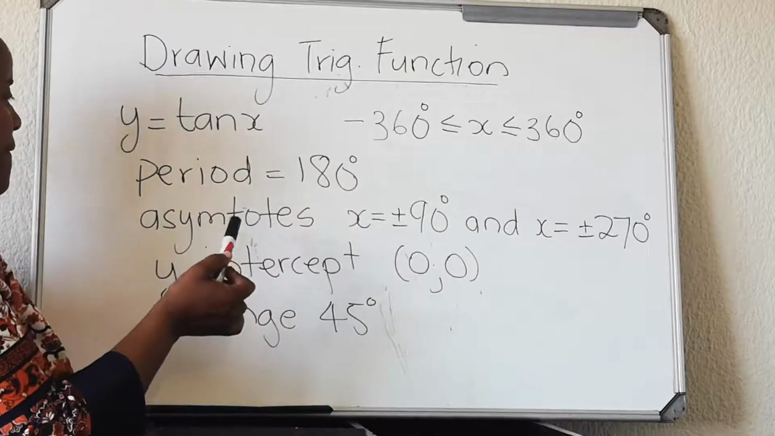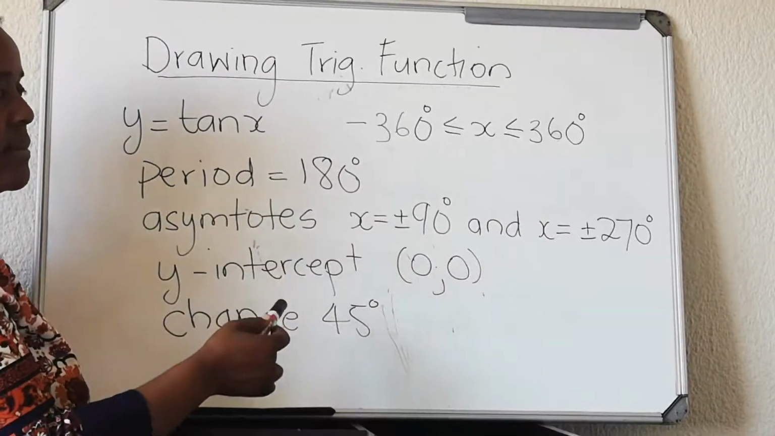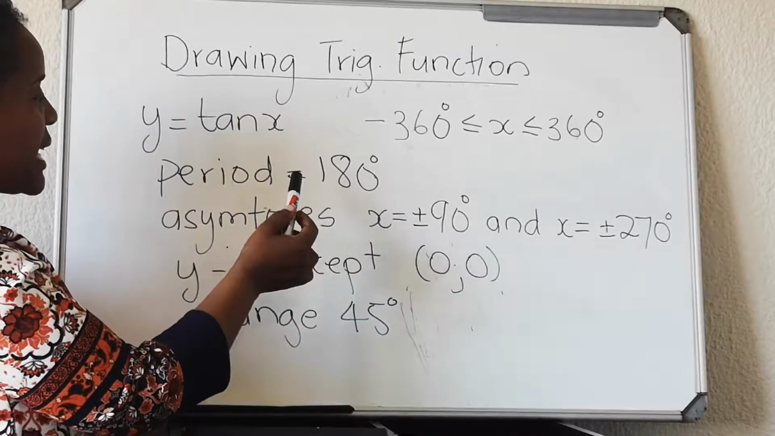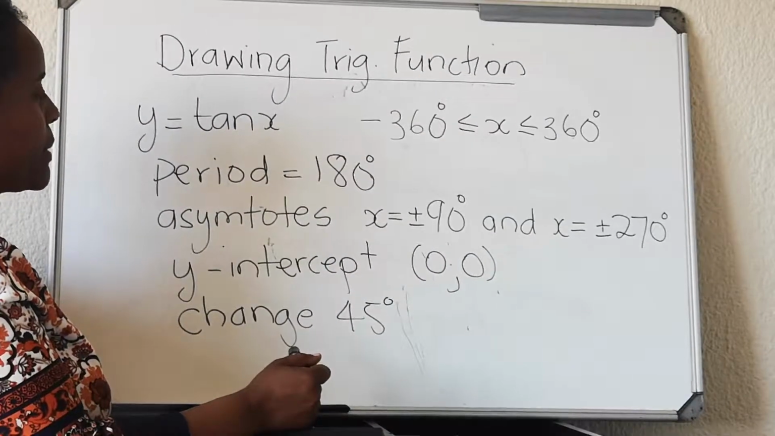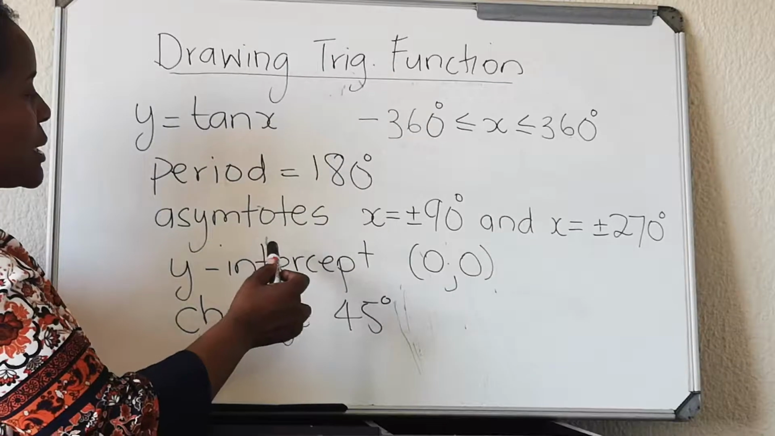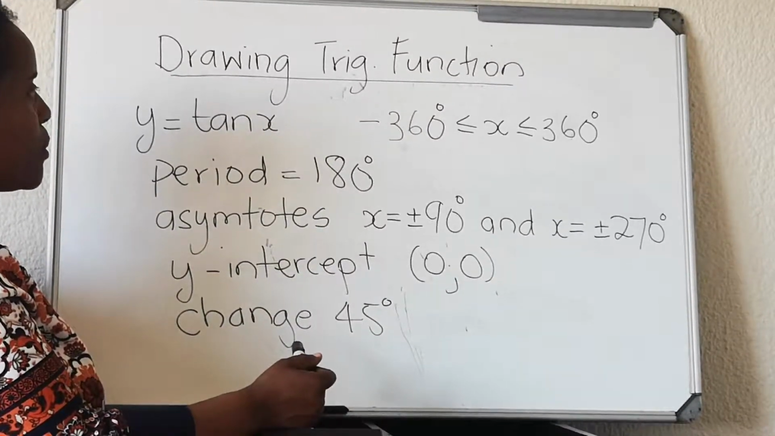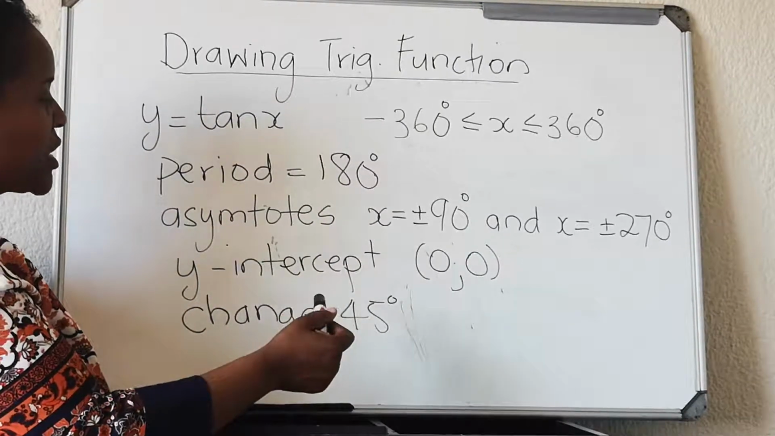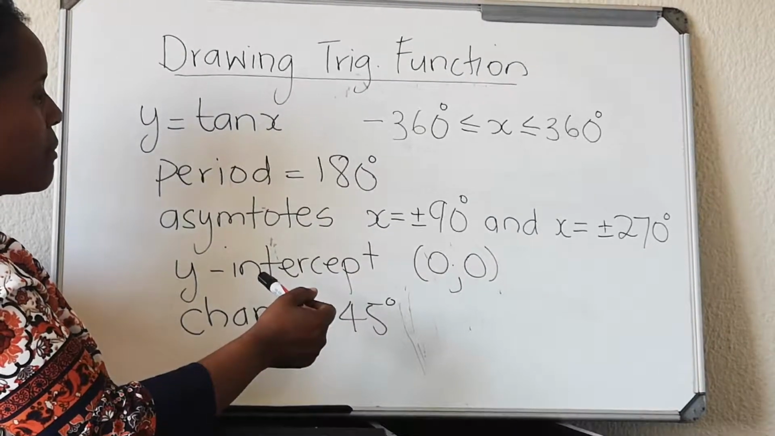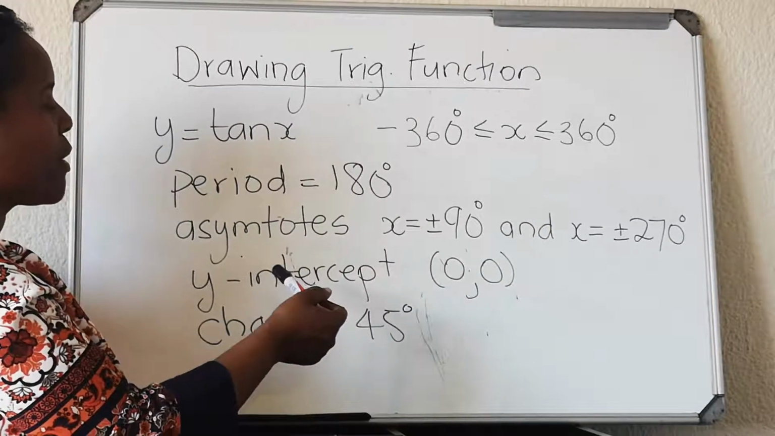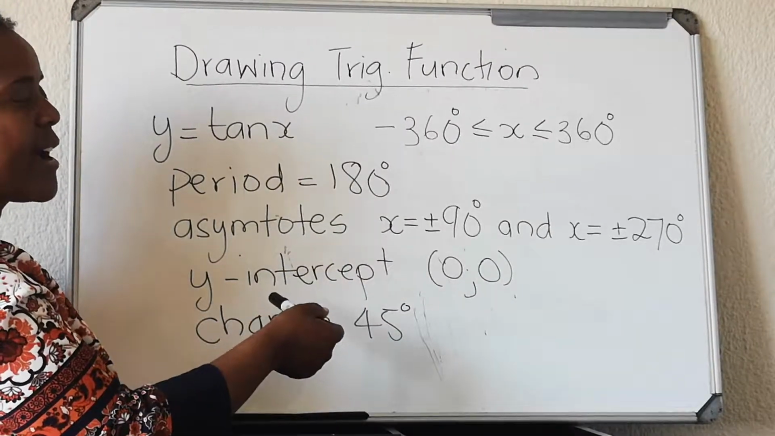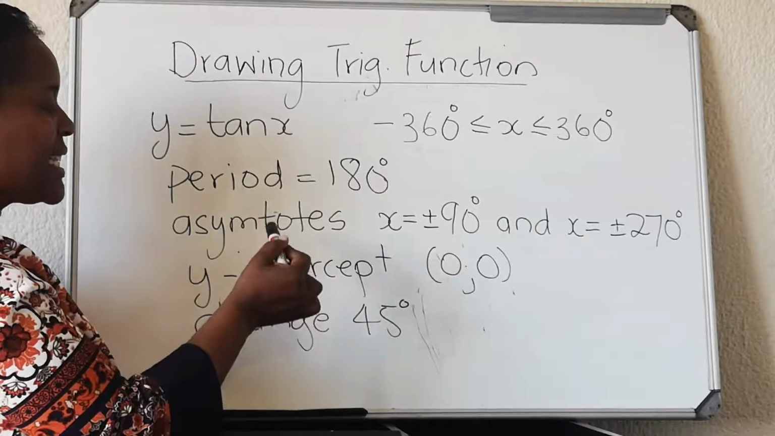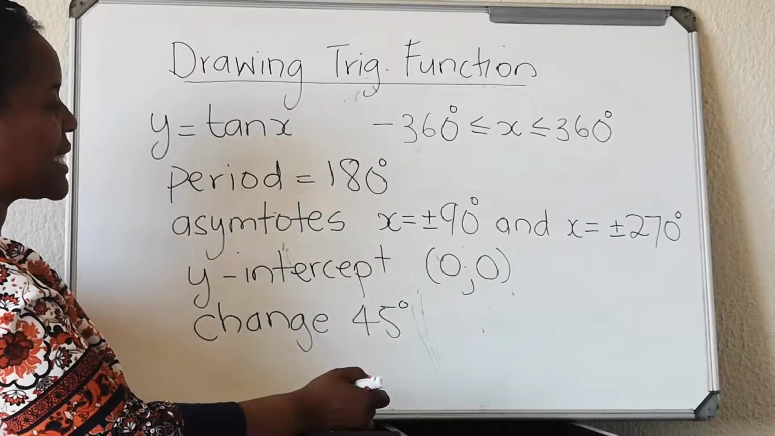The tan graph has a period of 180. The sine graph and the cos graph, the period is 360, but the tan graph is 180. And the tan graph has asymptotes. This is not the first function where we see an asymptote. In other functions, like the exponential graph and the hyperbolic graph, we have asymptotes. An asymptote is a line that a graph goes towards, but doesn't touch.